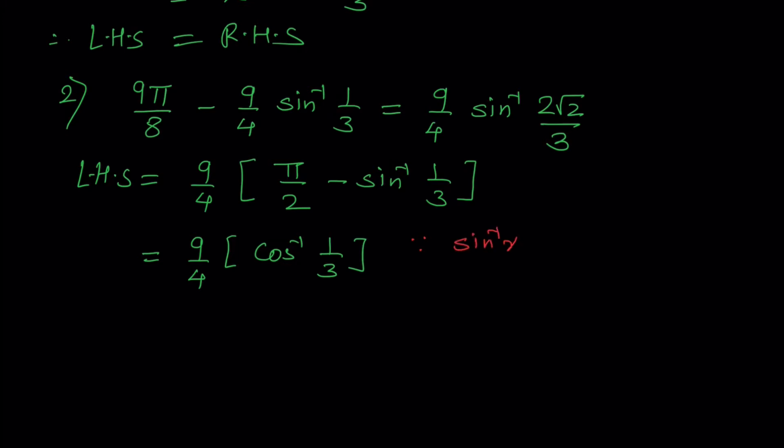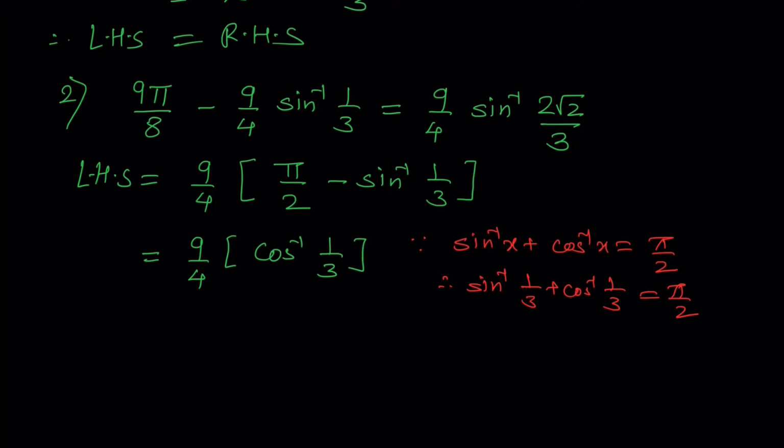Since sin inverse of x plus cos inverse of x is equal to pi by 2, so sin inverse of 1 by 3 plus cos inverse of 1 by 3 is pi by 2. Therefore, pi by 2 minus sin inverse 1 by 3 is cos inverse of 1 by 3. Fine. Further, how do you proceed?